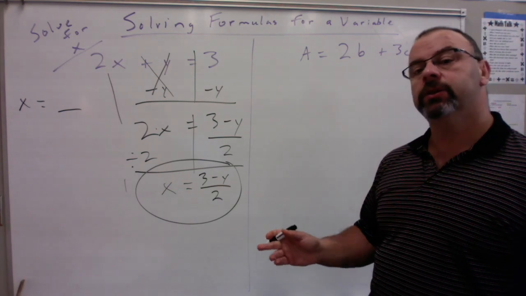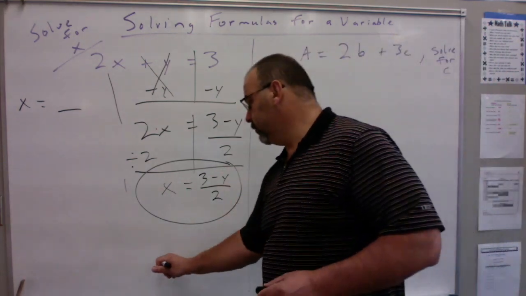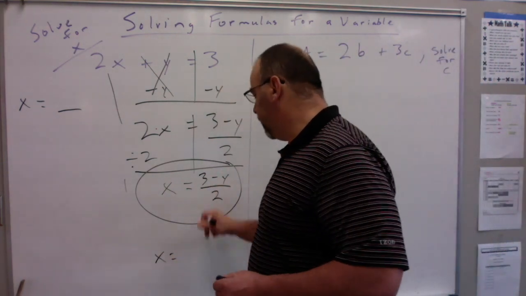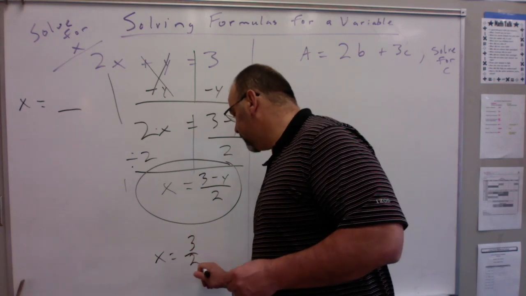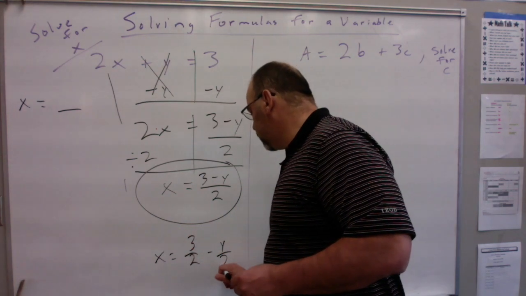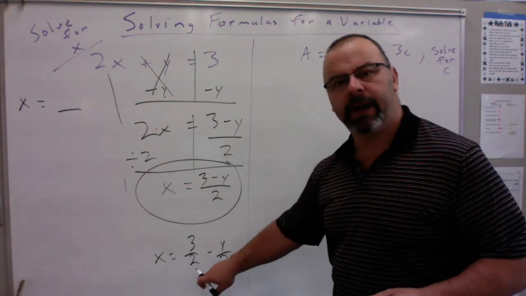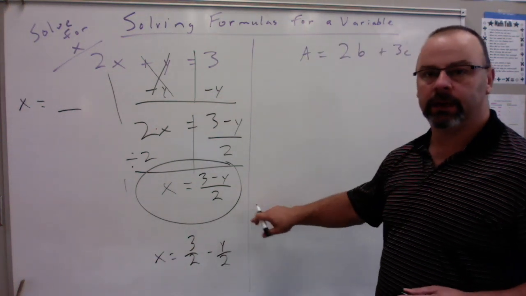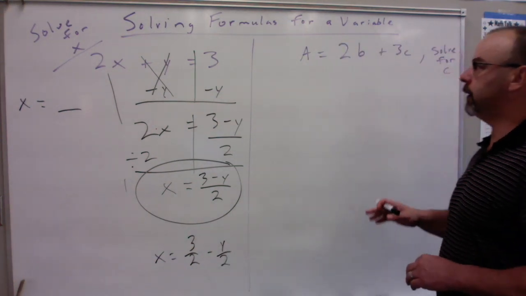Sometimes they might ask you to divide both of these by 2. Another way we could write this, if we divide the 3 by 2, it'd be 3 halves minus y over 2. This is another way of writing this same answer. Okay? So let's look over here.